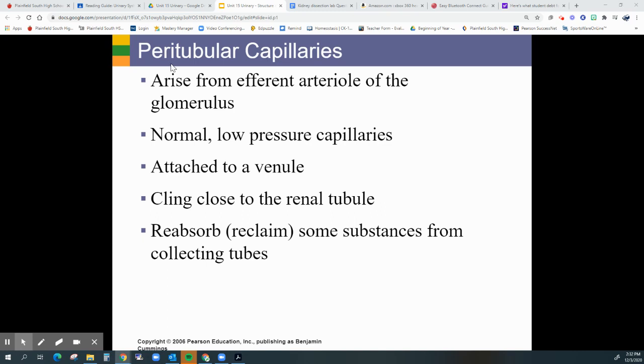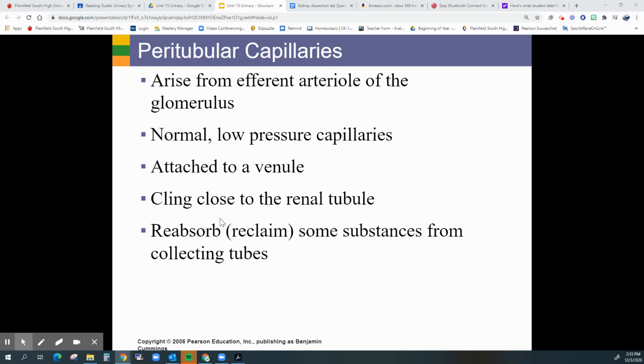And then the last portion here that we need to talk about are what are called peritubular capillaries. These arise from the efferent arteriole of the glomerulus. They are normally under low pressure unless you've got somebody who has some sort of kidney issues, but they should be. They attach directly to the venule, and then they cling to that renal tubule. And these capillaries are where we have a lot of the reabsorption, or what we call reclaiming, of water and other substances like potassium and calcium in that collecting tubule. Okay, so those are our big portions there.